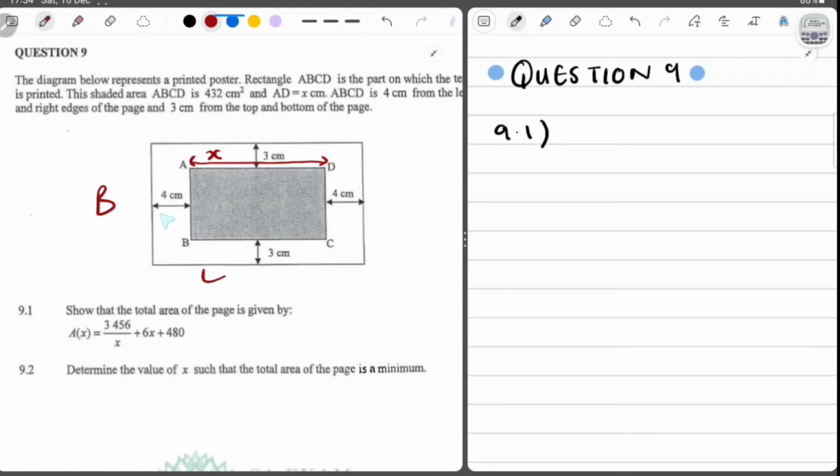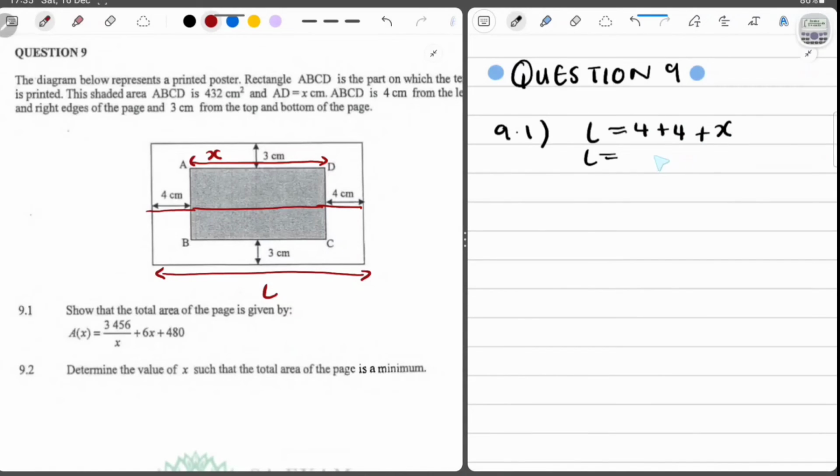So an expression for the length, first of all. How do we find the length of this? Well, do you see that they told us that AD is x? And we know that from the left and the right, they're both 4 centimeters. So if you add them all together, that's 4 centimeters plus x plus 4 centimeters. So the length of this page, since it's 4 plus x plus 4, we can just call that x plus 8. It just looks better with the x in first. So that sorts out the issue with the length. It's in terms of x.